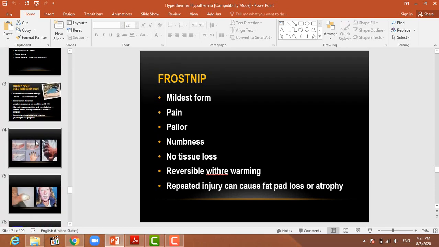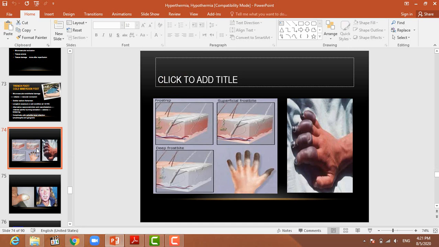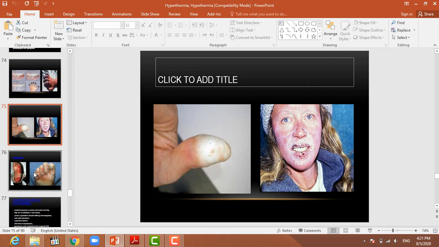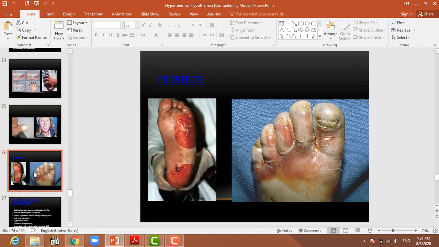Here are different pictures of frostbite, which are self-explanatory, and this is again a picture concerned with the cooling illnesses. Here are again some pictures concerned with the cooling problem, with frostbite.